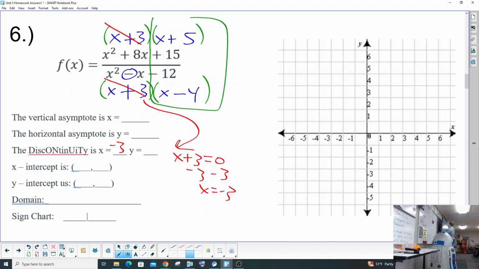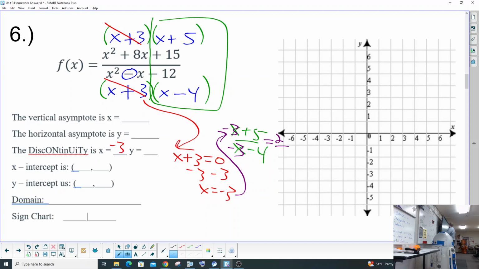How do you find the y value of the hole? Well, you take the simplified function which is left, which is the x plus 5. Remember, what do you do with that negative 3 for the x value? That's right, you plug it in to get the y value.